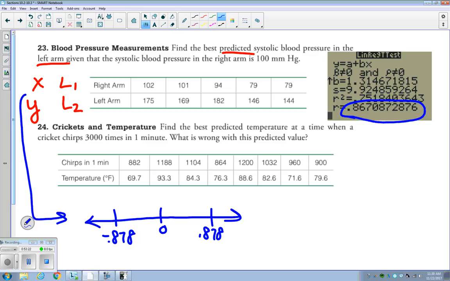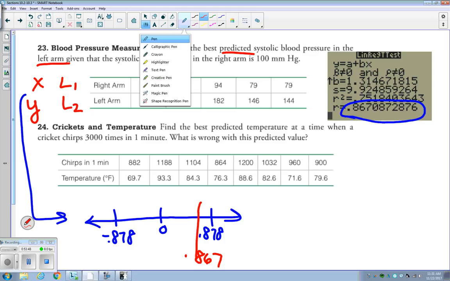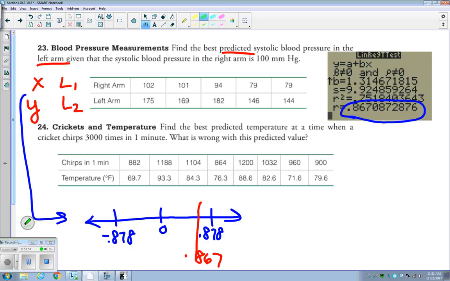was 0.867. Where's 0.867 going to fall? Is it going to fall out here to the end or close to this one, between the 0 and that? So it's going to be right about there somewhere, right? So that's going to be 0.867. When it falls here, no relationship. It's too weak. It's too weak. So it's no relationship.